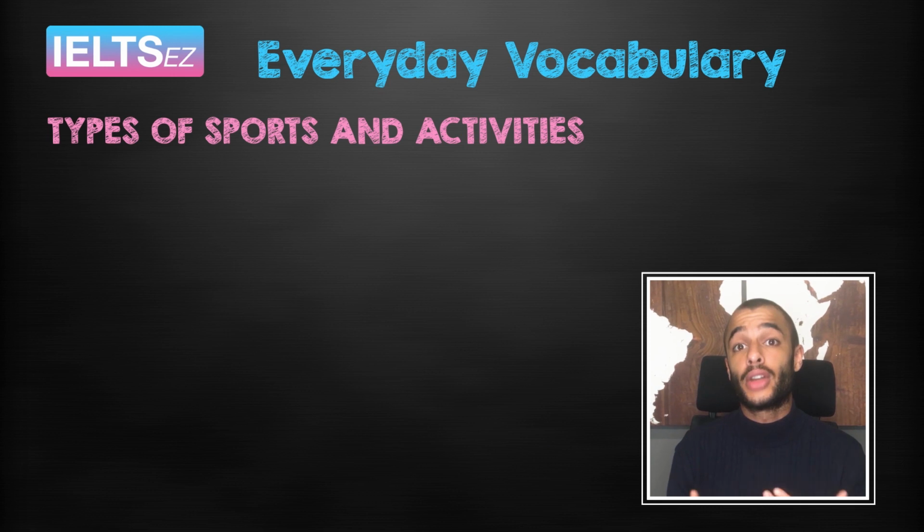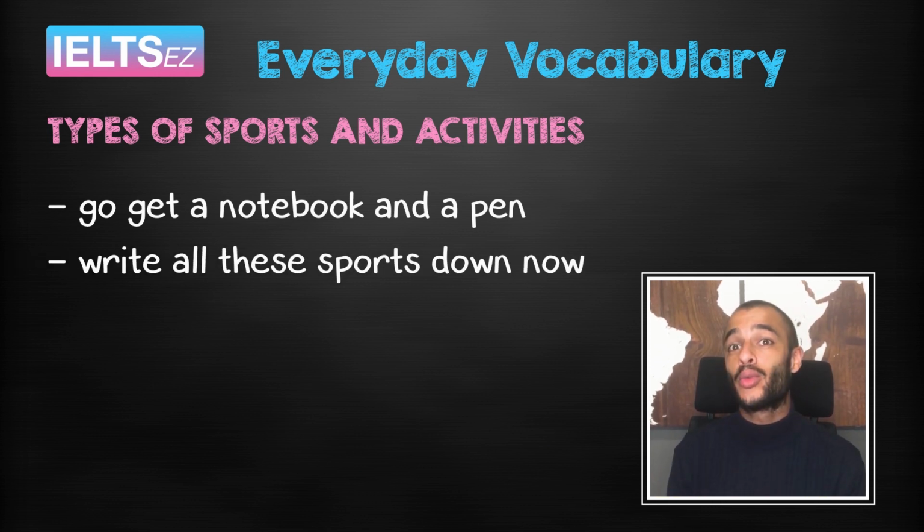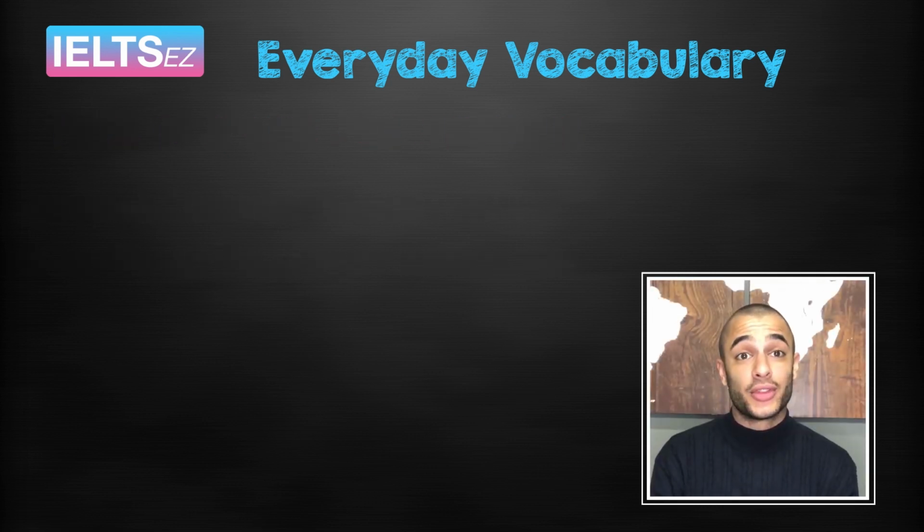Now pause the video and go get a notebook and pen and remember to come back. Have you done that? Go on, don't be lazy. So you need to write all these sports down now. Now, for the next activity, you need to look at a picture containing many shadows of people doing various sports. And I want you to look carefully and find only the sports that you've just written down in your notebook.